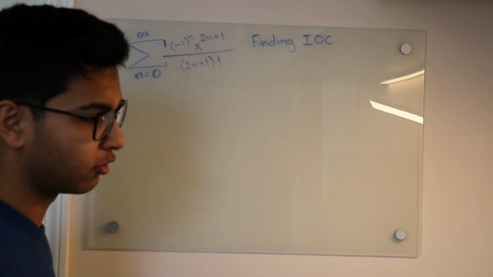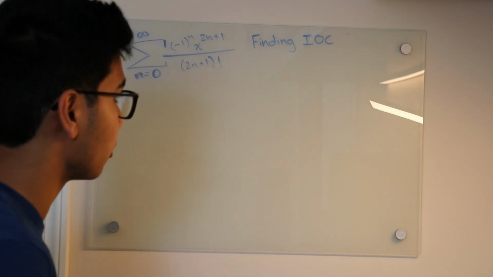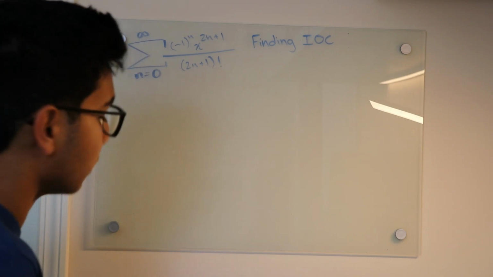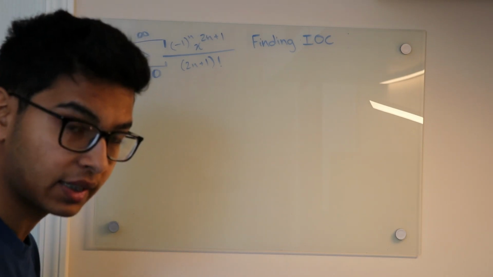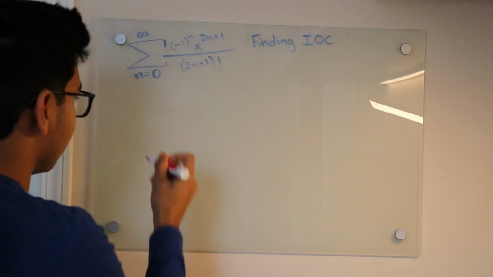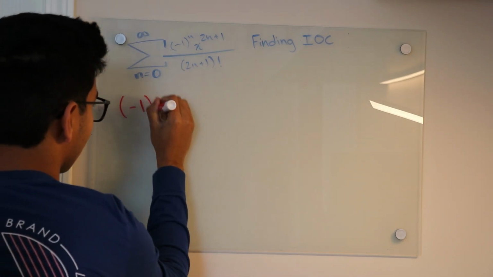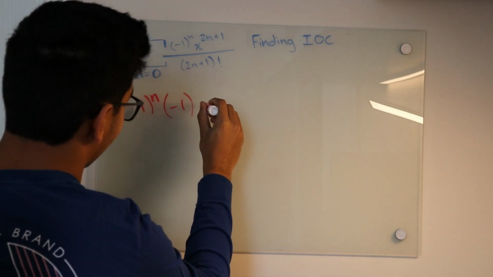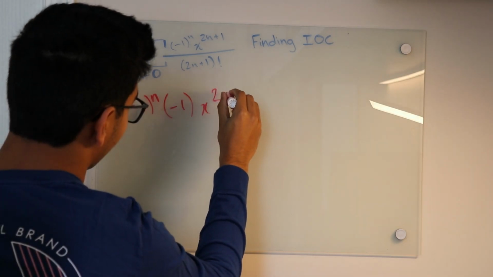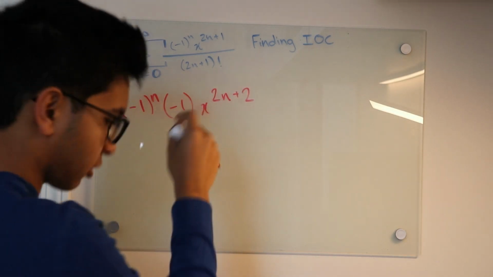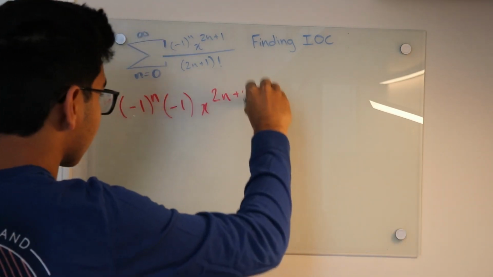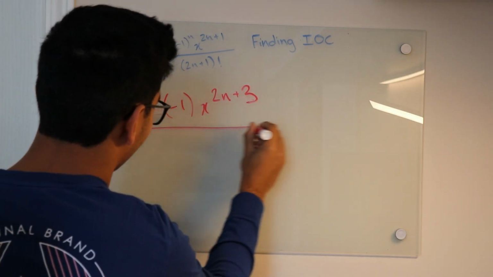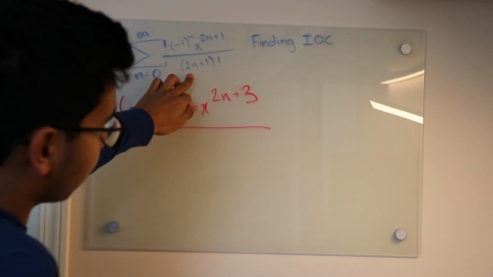So to find the interval of convergence or the radius of convergence of any series, we must use the ratio test. The ratio test, as defined in the previous video, you must divide the n plus 1th term by the nth term. So the n plus 1th term of this series would be minus 1 to the n times minus 1 times x to the 2n plus 3 over, and this would be 2n plus 3 factorial.